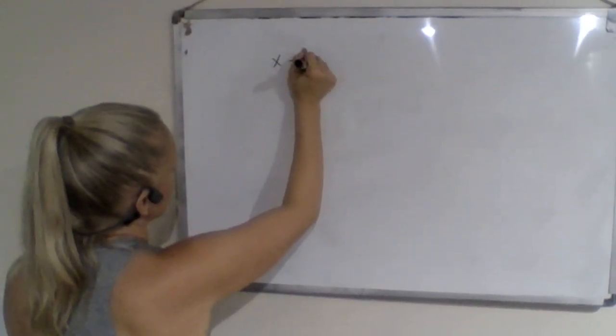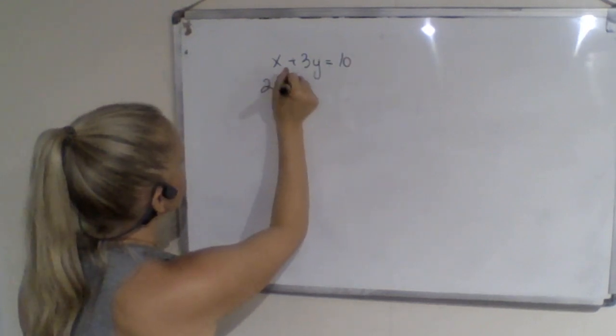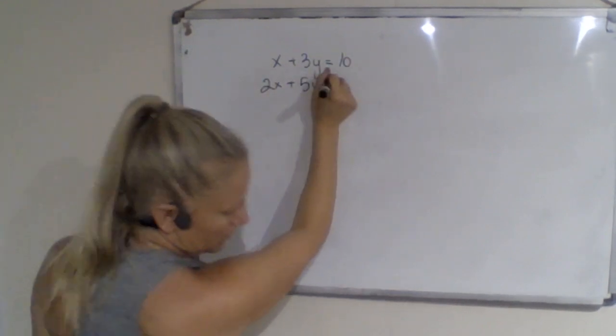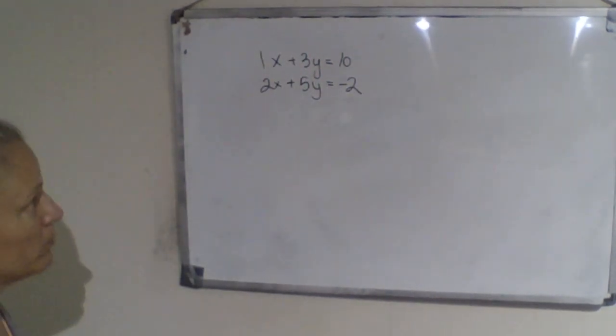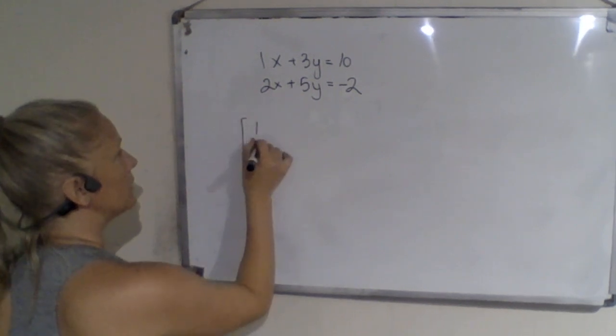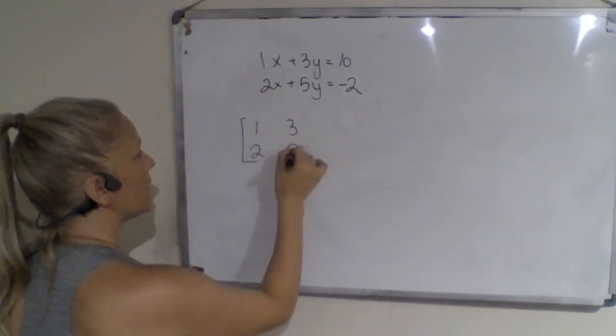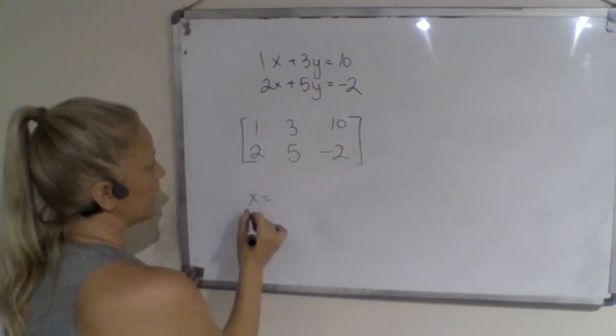X plus 3y equals 10. 2x plus 5y equals negative 2. This x does not have a coefficient. I'm going to put a 1 in. This becomes the matrix 1, 3, 10, 2, 5, negative 2. From here on, I'm going to get my x and my y.